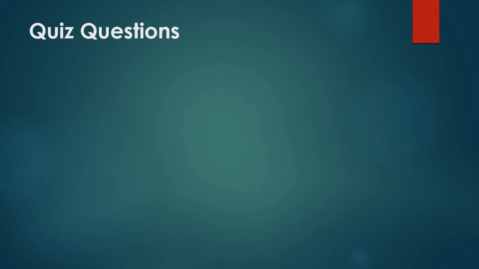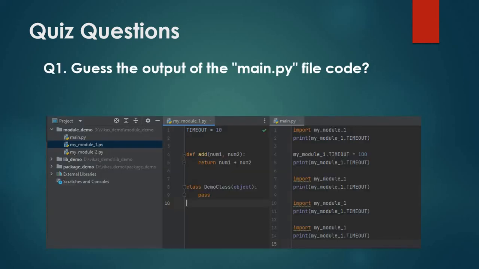Quiz questions. I have a couple of quiz questions for you. This is the first quiz question. This is my main.py file, and this is module 1. I have imported timeout from the module, and I have printed the timeout value here. In between I modified the default timeout value. Then again I have imported my module many times and printed the timeout value. So you guess the output of the main file.